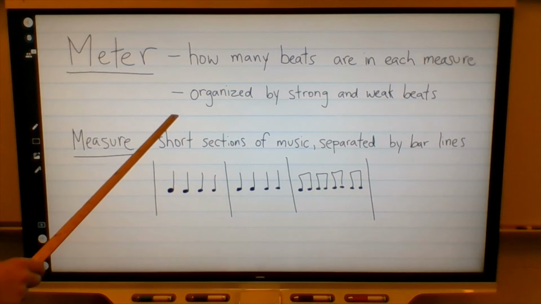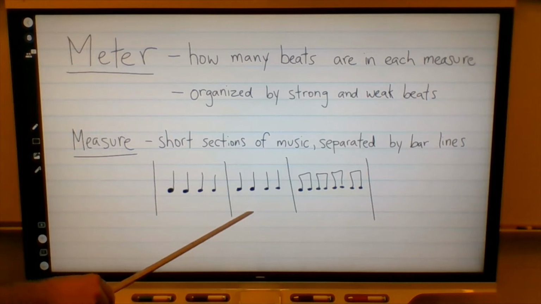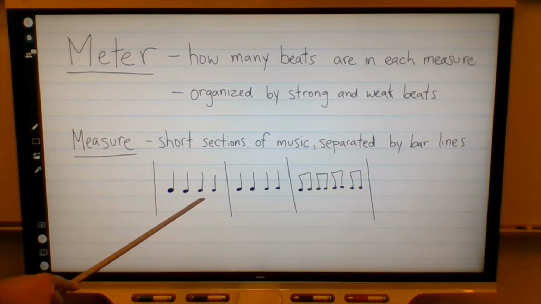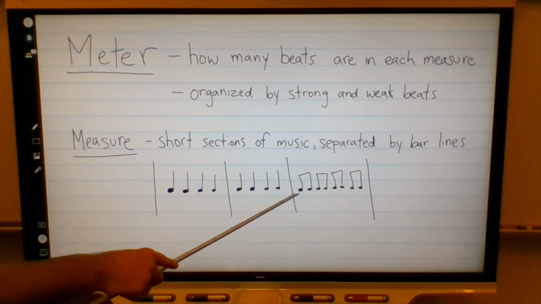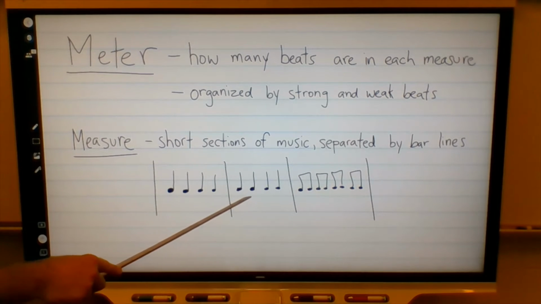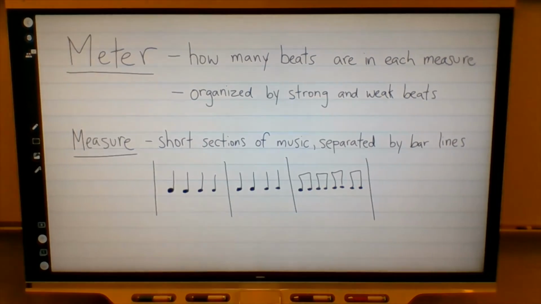Now it says that the meter is organized by strong and weak beats. So if we were to play the drums or to pat the beat for these different measures, usually the first note of the measure is going to feel stronger than the other beats. So for example, I might have 1, 2, 3, 4, 1, 2, 3, 4, 1 and 2 and 3 and 4, and strong, weak, weak, weak, strong, weak, weak, weak, strong and weak and weak and weak and. Alright, so meter is how many beats are in each measure, organized by strong and weak beats, and the measures are the short sections separated by the bar lines.